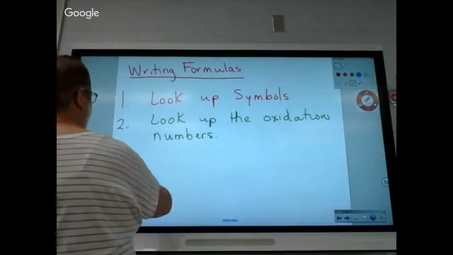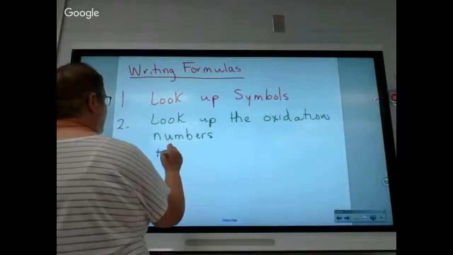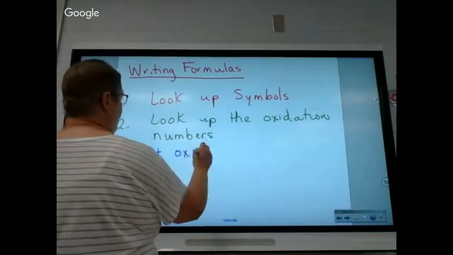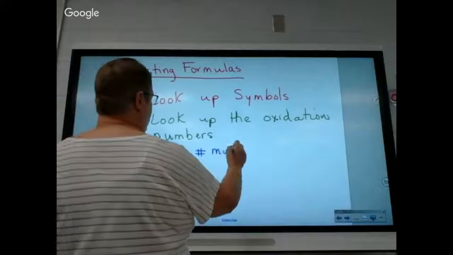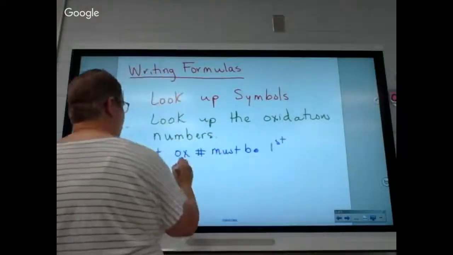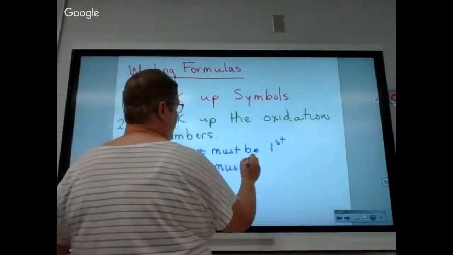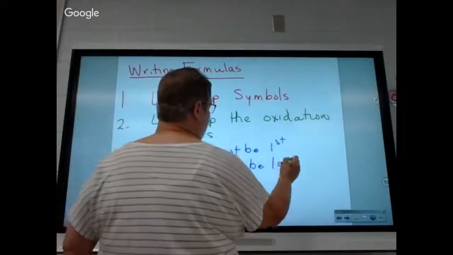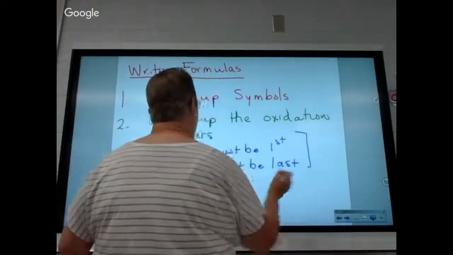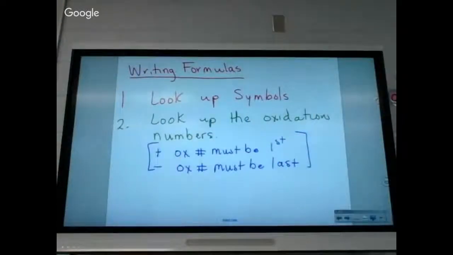Oh, no, let me not put that there yet. Let me tell you something first. When you look at the oxidation numbers, the positive oxidation number must be first. The negative oxidation number must be last. Let me just put that out there because some of y'all look upset. Okay? The positive oxidation number has to be first, and the negative oxidation number has to be last. You would need to know that.